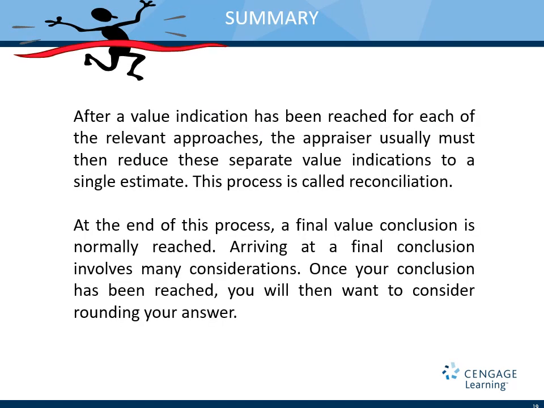Here we have a summary of the reconciliation chapter. After a value indication has been reached for each of the relevant approaches, the appraiser usually must then reduce those separate value indications to a single estimate, and this process is called reconciliation. At the end of this process, a final value conclusion is normally reached. Arriving at a final conclusion involves a lot of different considerations. Once your conclusion has been reached, you will then want to consider rounding your answer.